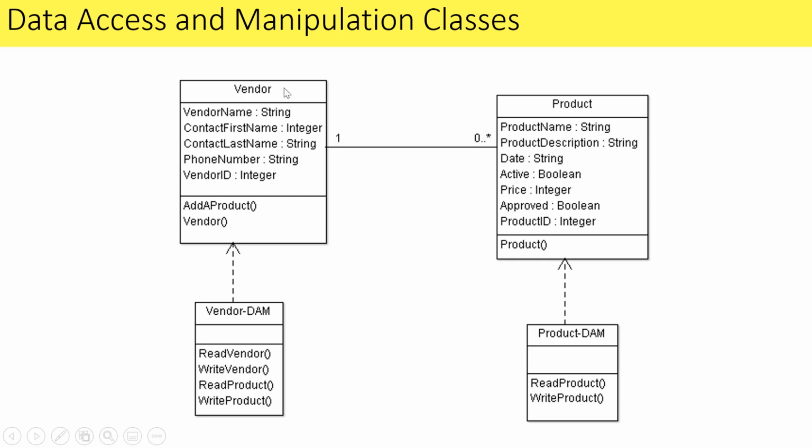Now, for a vendor, which is a concrete class, we create a vendor DAM, or data access manipulation class. This class should allow you to read data from vendor, add data to vendor, read product and write product, of course, which is part of vendor, because one vendor can have 0 to many products. And we have, of course, a product data access manipulation class that can read and write data.